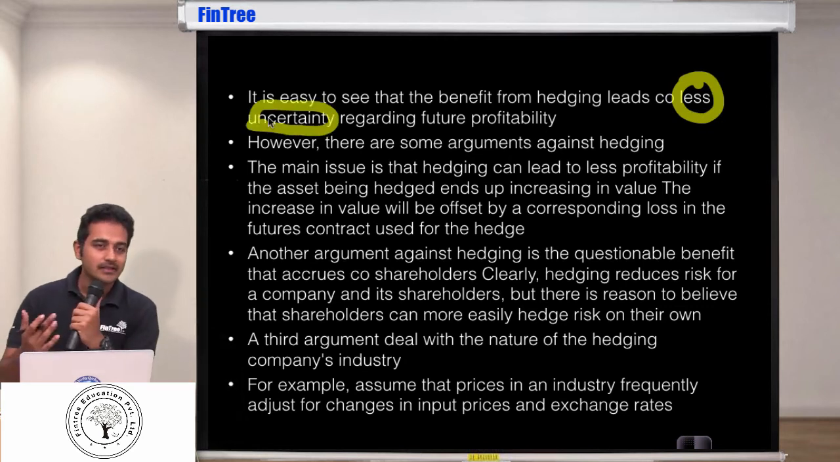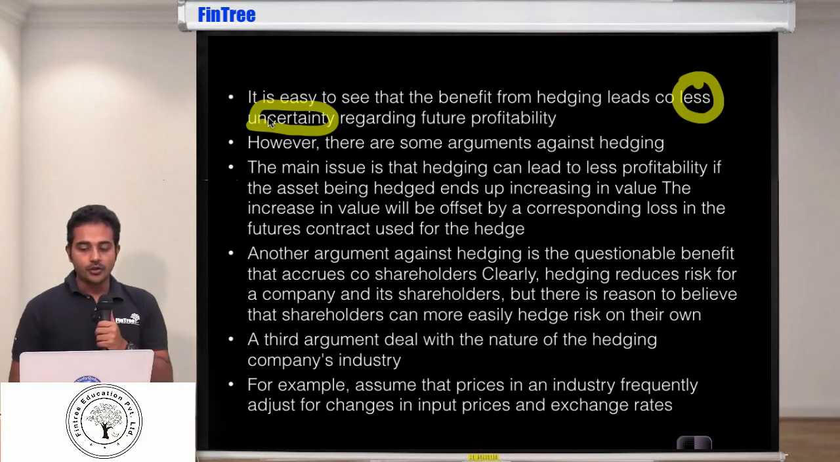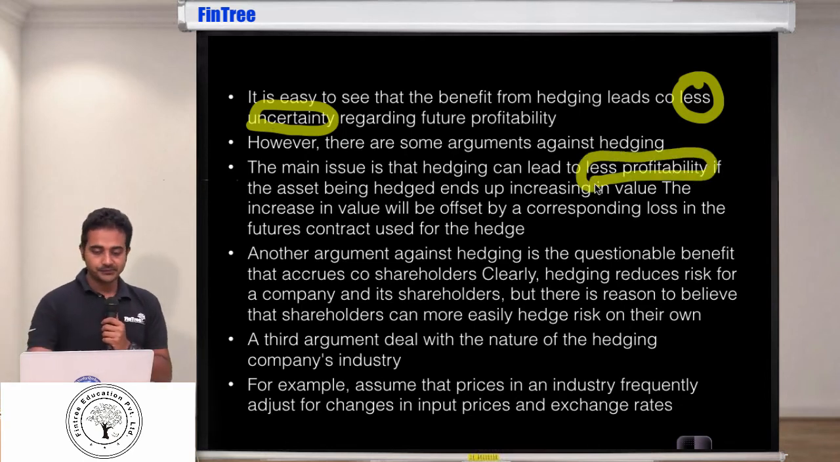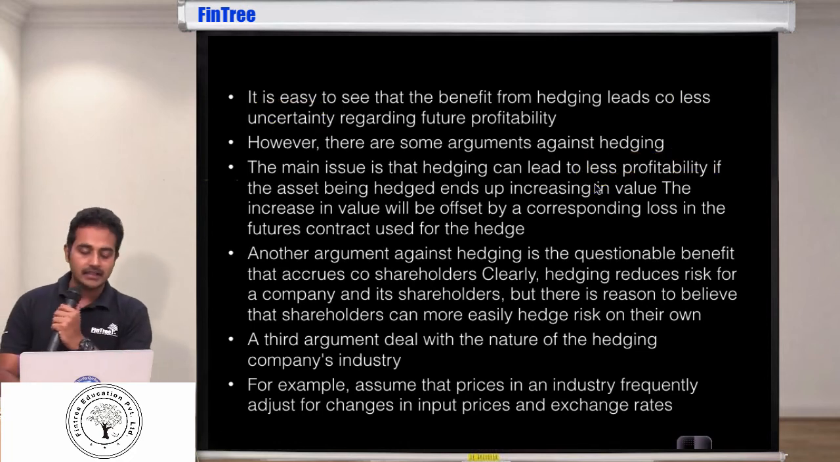Make sense? So when you hedge, you reduce your risk, and there's also less uncertainty because you know at what price you're going to buy or sell. Then below that, say arguments against. Number one, less profitability.